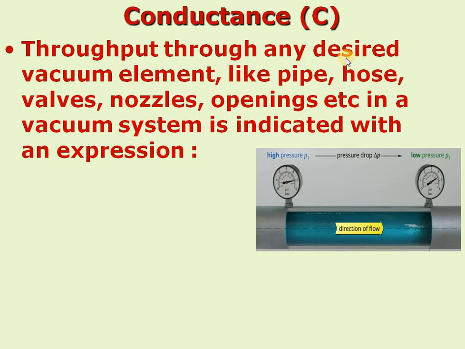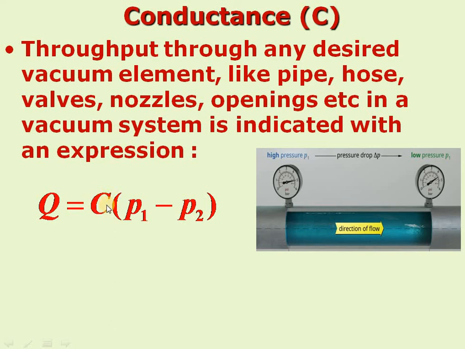Throughput to any desired vacuum element, like pipes, hoses, valves, nozzles, openings, etc., in a vacuum system is indicated with an expression like this. Throughput means the gas flow rate, the gas flow speed. That is equal to some constant times the pressure difference. Suppose you consider a pipe, with P1 the pressure here and P2 the pressure here. If the gas is to flow like this, P1 should be greater than P2, then only will gas flow. So throughput depends on P1 minus P2, and it also depends on the conductance C of the pipe.